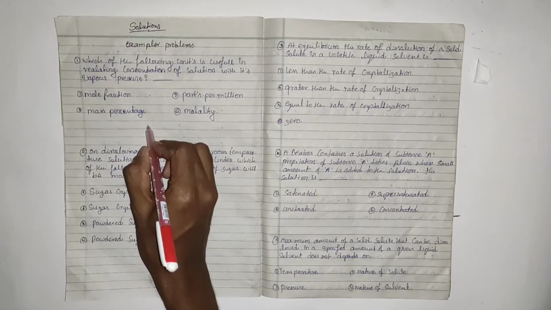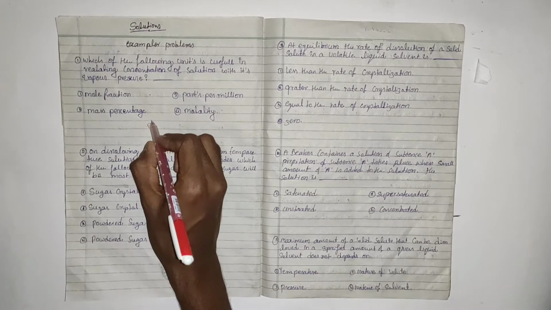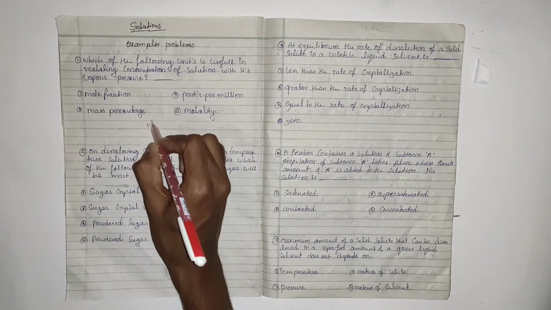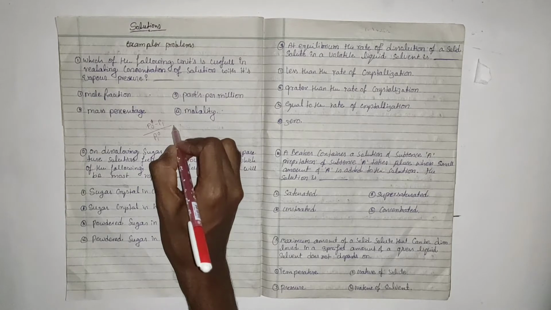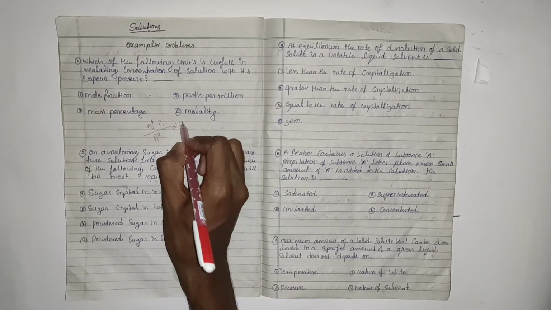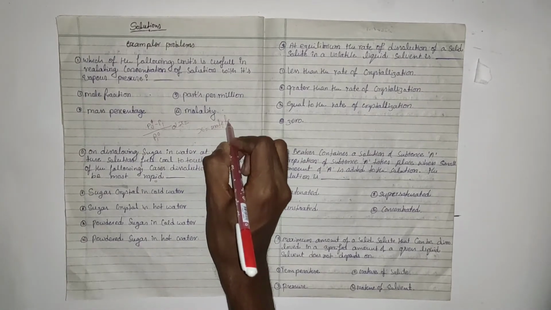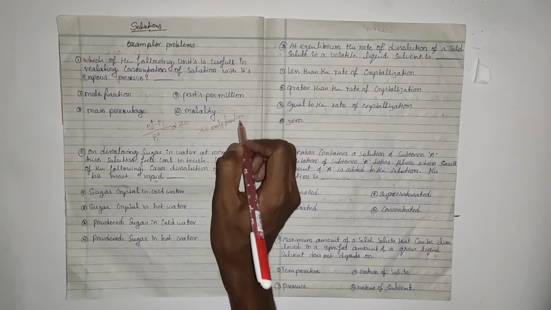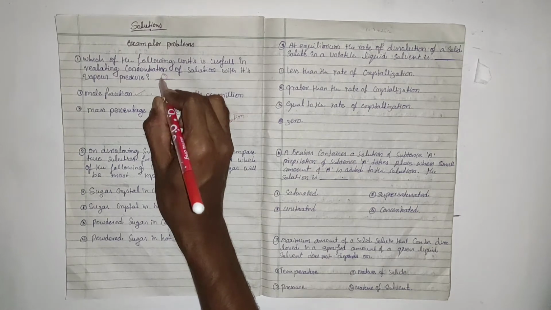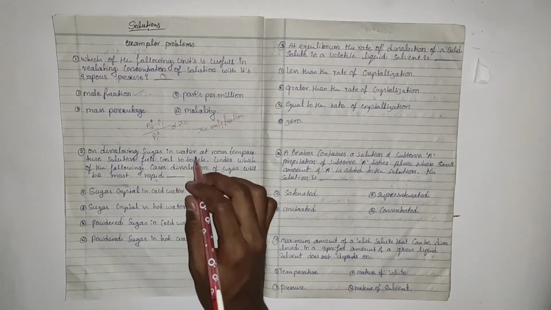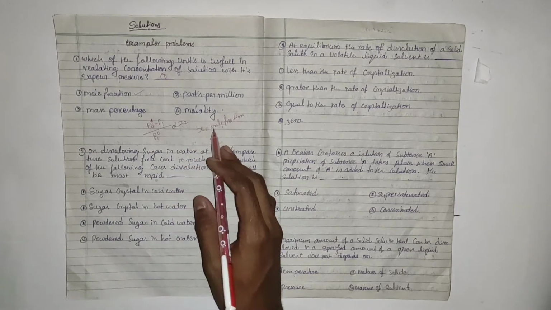You already know the relation between the vapor pressure and relative lowering in vapor pressure with the mole fraction. For example, (P1° minus P1) divided by P1° is directly proportional to x2. Here x is nothing but mole fraction. So the right answer is option 1, mole fraction, not parts per million, not mass percentage, and not molality. This is about the first question.